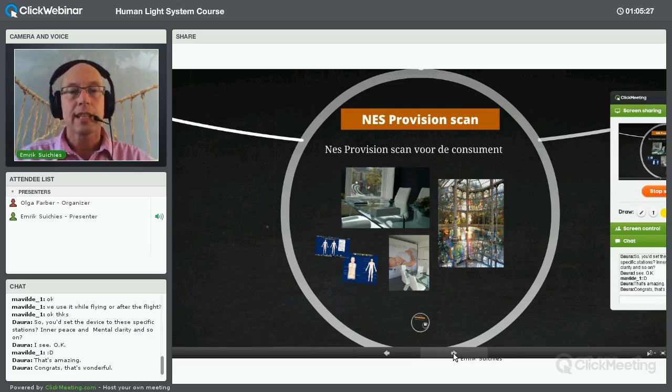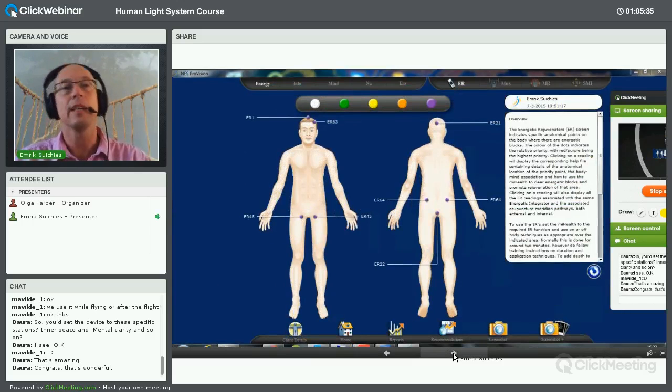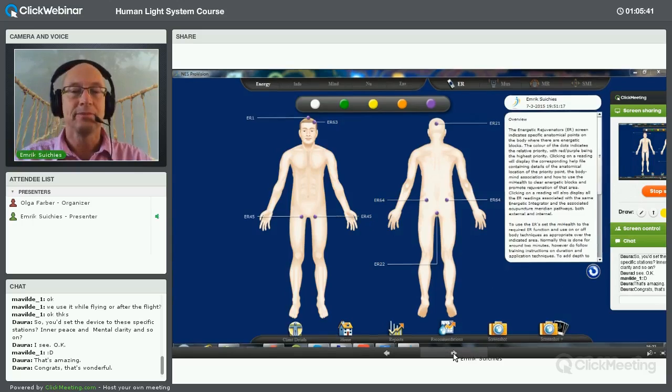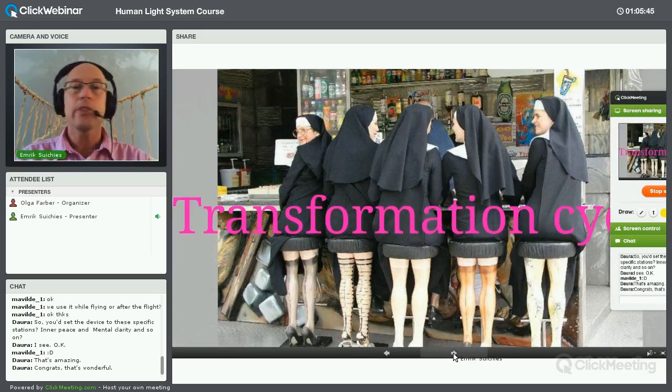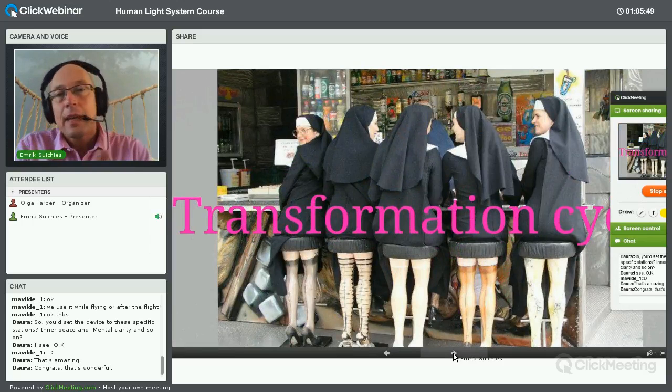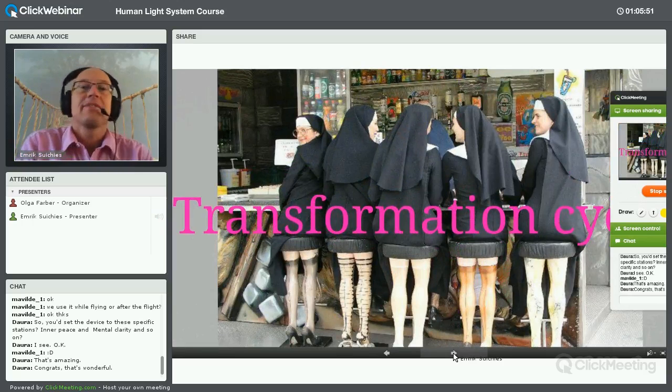What Dora asks: how can you scan with that Mihealth? I will tell you about it later. You can scan with it and you can heal with it, and then we have to treat something which we call the ERs. But I will talk about it later. So if you use the transformation cycle, then maybe you can find something like this.